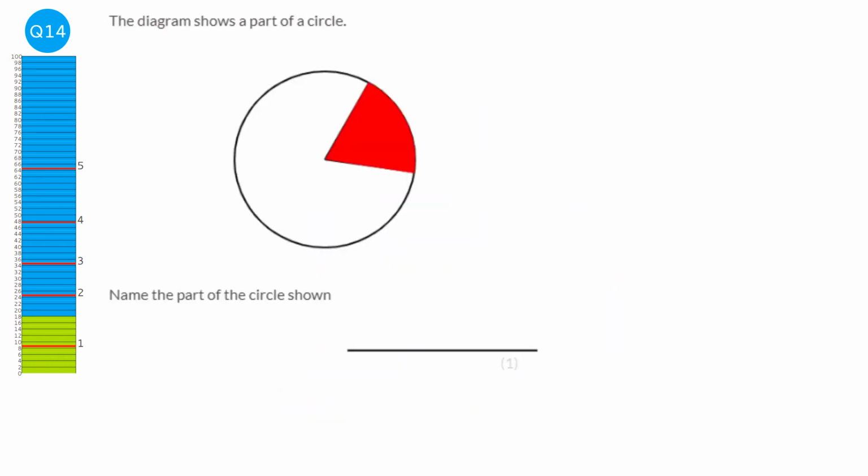So the picture is now worth £11,187. So you do need to know the parts of a circle. So the full distance around the circle is called the circumference. If you've got a little bit of it, it's an arc.